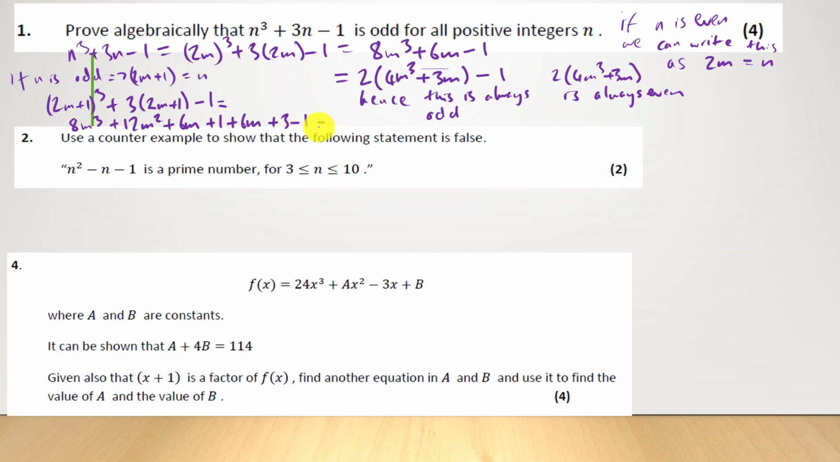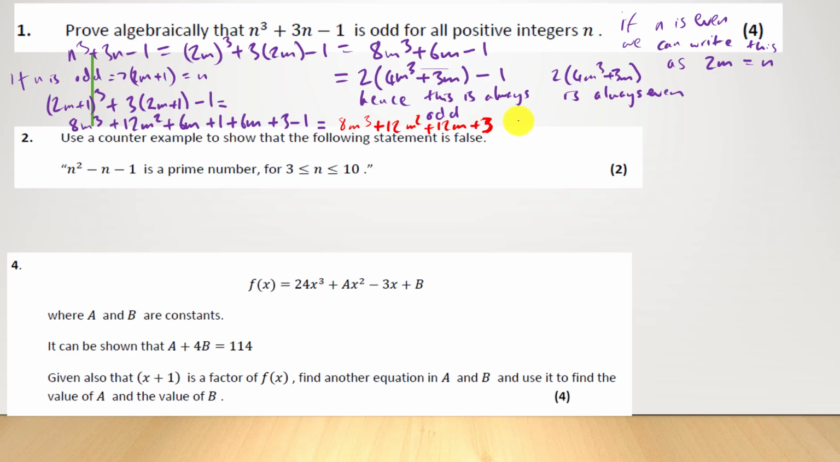Now that is going to equal, I'm going to change colour pen so we don't get mixed up with the other question. That's going to equal 8m cubed plus 12m squared plus 12m plus 3. Now you can spot a pattern here. We can factorise 2 out.